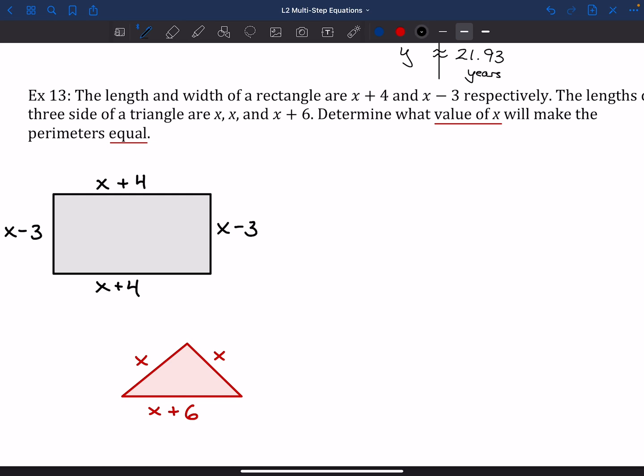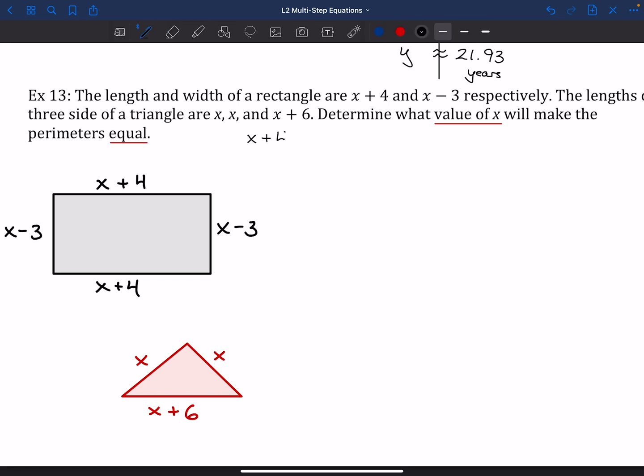So what this problem wants us to do is figure out when the perimeters will be equal. Right? So when you're finding the perimeter of a shape, remember that what that means is that you're just adding up all the sides together. So the perimeter of the rectangle would look something like this. And don't worry about it, we're going to clean it up real nice. That means I'm going to add up all the sides.